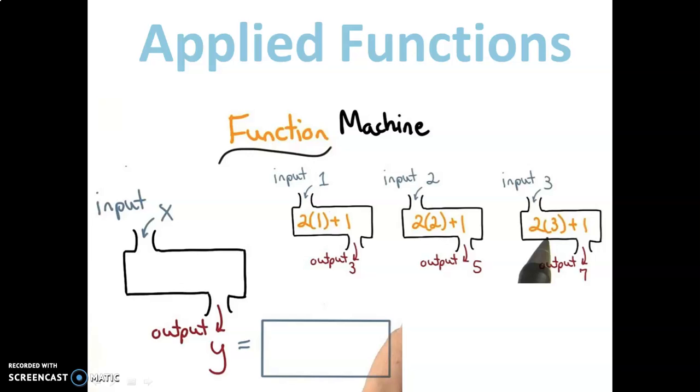We've already talked about functions as being something like a machine, where you have an input that goes into the machine and an output comes out. We can see here one function machine, we have inputs going in and outputs coming out.